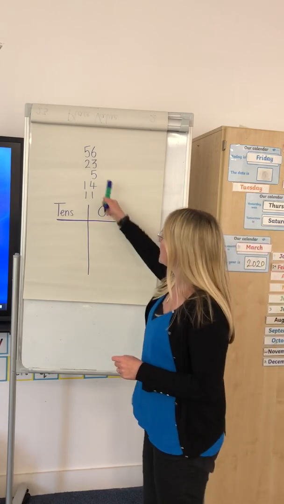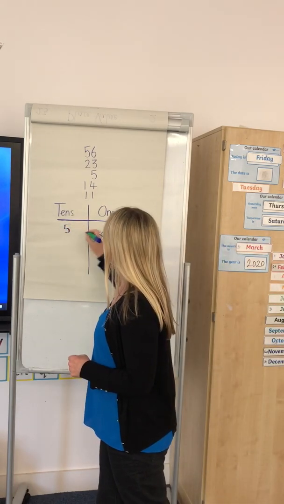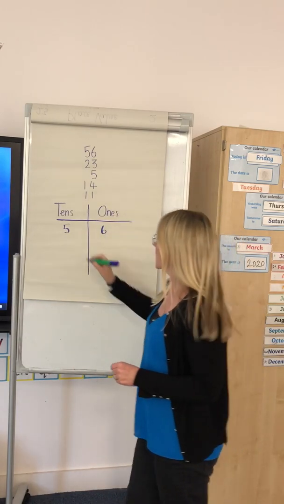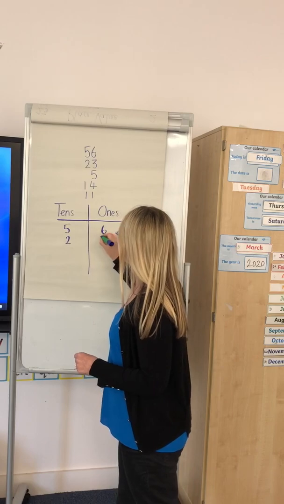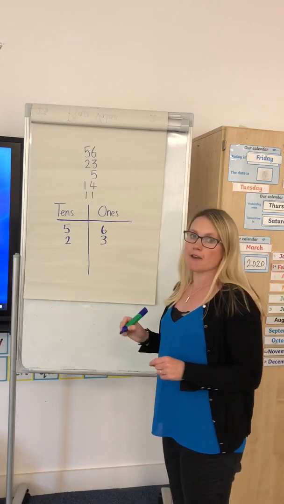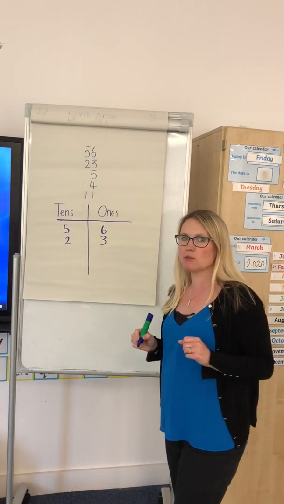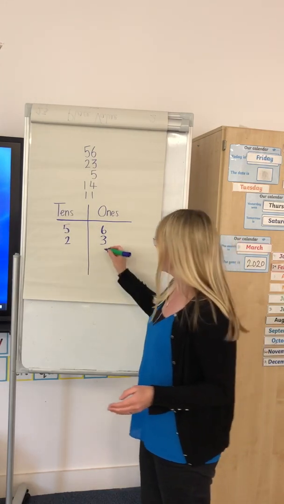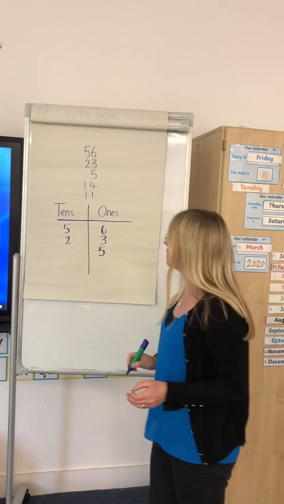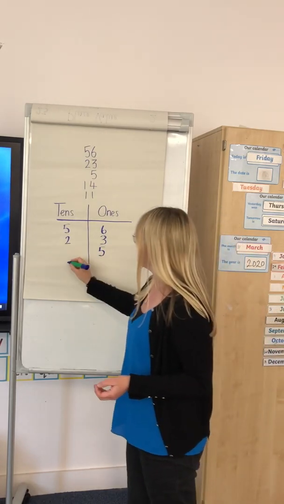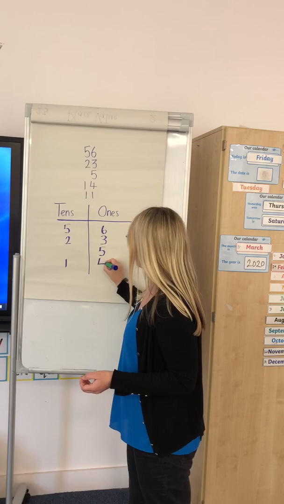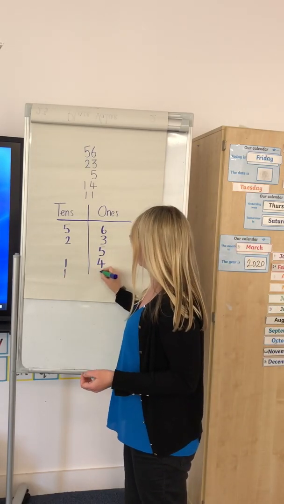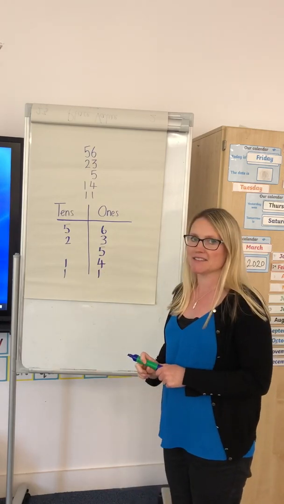Okay, so 56 has 5 10s and 6 1s. 23 has 2 10s and 3 1s. 5, oh, this is a tricky one. There's no 10s in the number 5, so we don't need to write anything on this side. It's just 5 1s. 14 has 1 10 and 4 1s. And 11 has 1 10 and 1 1.